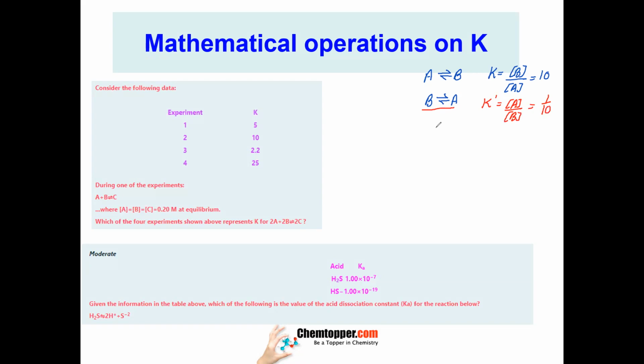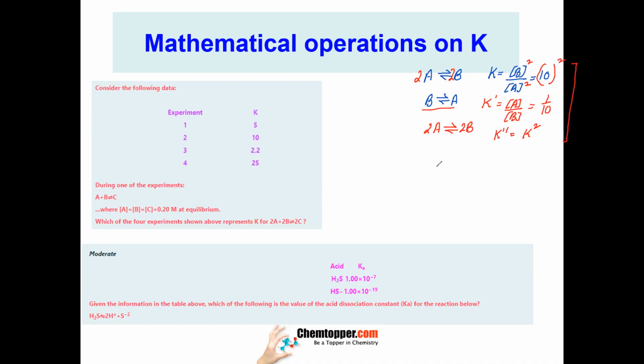Arya, you're getting it? And if I multiply the equation by any coefficient, 2A is in equilibrium with 2B. So what I did, I multiplied this equation by a coefficient 2. So the expression will be B squared over A squared. The value will be 10 squared, isn't it? So in that case, your new K value is K raised to power 2. These rules are written in my notes also. You can check the notes.